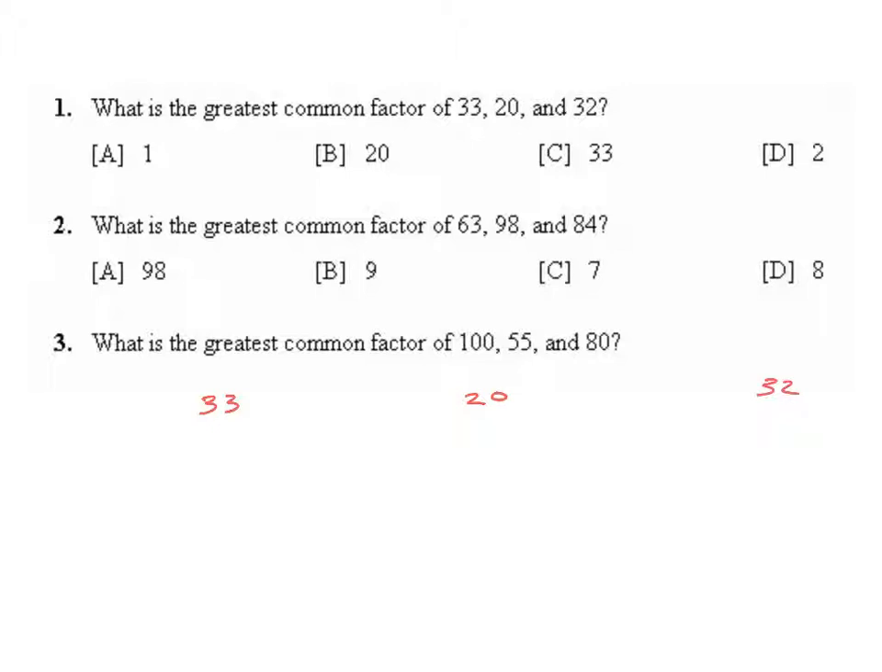I'm just going to list the factors of each of these numbers. So 33 has 1 and 33. I'm going to connect those. 2 is not a factor because it's odd. 3 goes into 33 11 times.